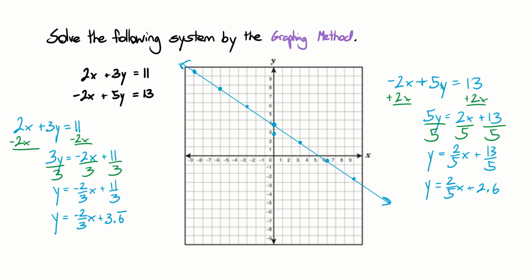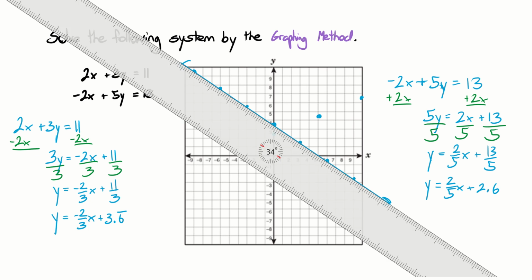So there you go. And then I'm going to go up 1, 2, and over 1, 2, 3, 4, 5. I'll do it again, up 1, 2, over 1, 2, 3, 4, 5. There we go. Get my ruler here.